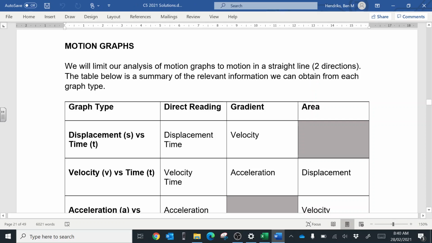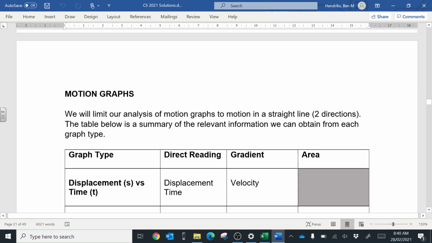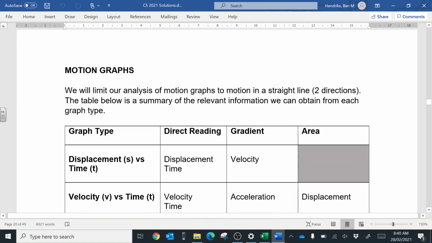Okay, so welcome back to another physical sciences lecture. We are on page 21, motion graphs.